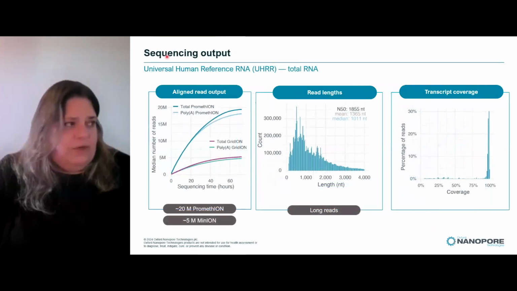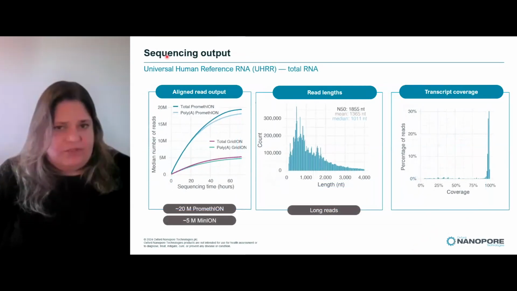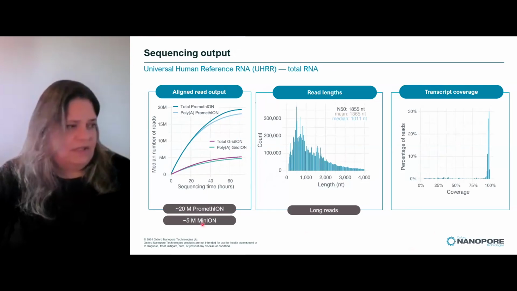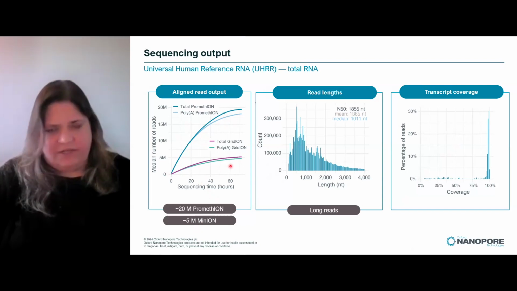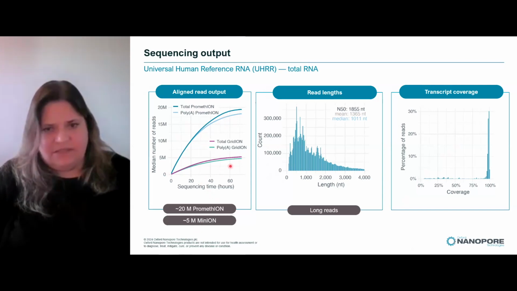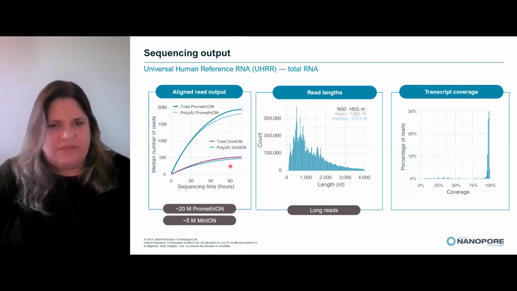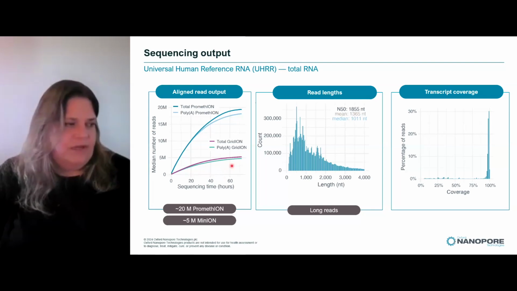Also, we look at sequencing output. So again, I was mentioning we've sort of increased the output over time. We've got aligned read output for a PromethION flow cell of about 20 million reads, and 5 million for a GridION. Obviously, GridIONs run MinION flow cells. Those MinION flow cells have fewer pores, and so you get fewer reads per output. So we'd expect that.